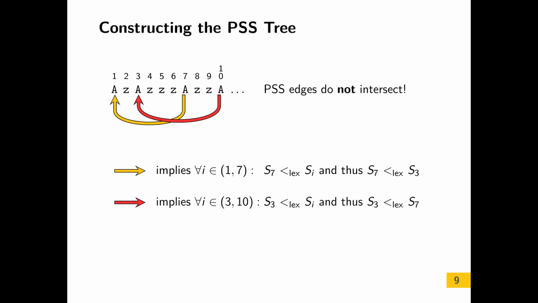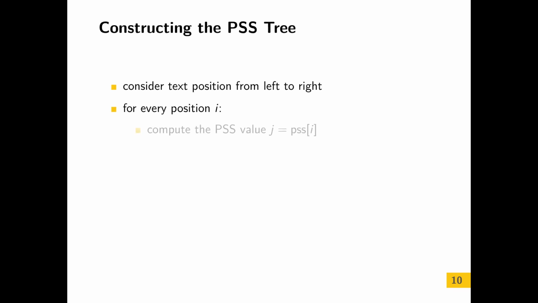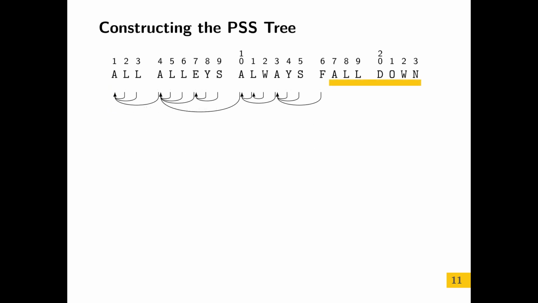Now we have the necessary knowledge to understand our construction algorithm. It follows a very simple strategy. We process the text positions one at a time and in left to right order. Processing an index i means that we first compute the index j of its previous smaller suffix. Then we attach node i as a child of node j in the PSS tree.